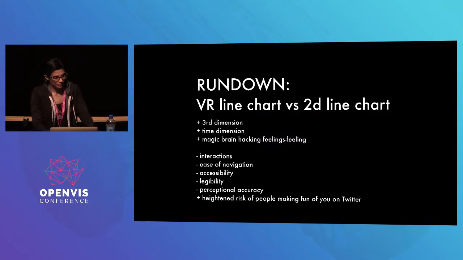So, VR chart versus line chart. You get a third dimension, you get a time dimension, you get the magic brain-hacking feeling, but you lose interactions, you lose ease of navigation, you lose accessibility, you lose legibility, you lose perceptual accuracy, and you have a heightened risk of people making fun of you on Twitter.